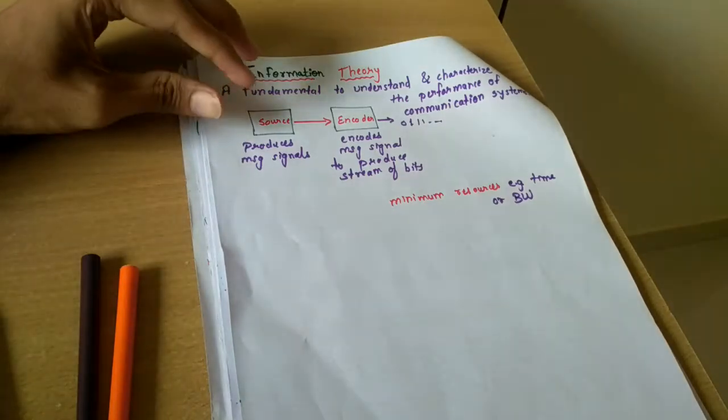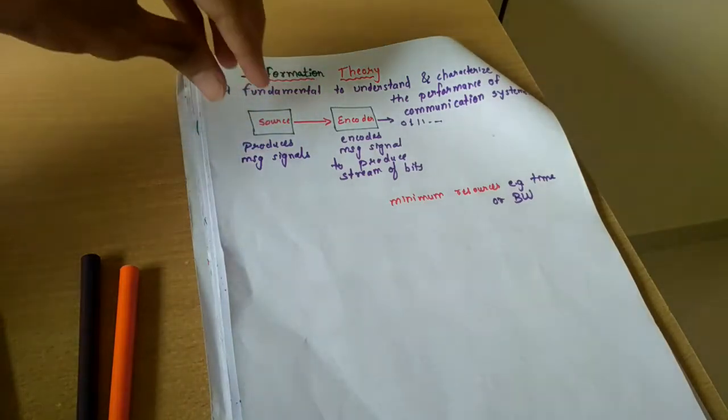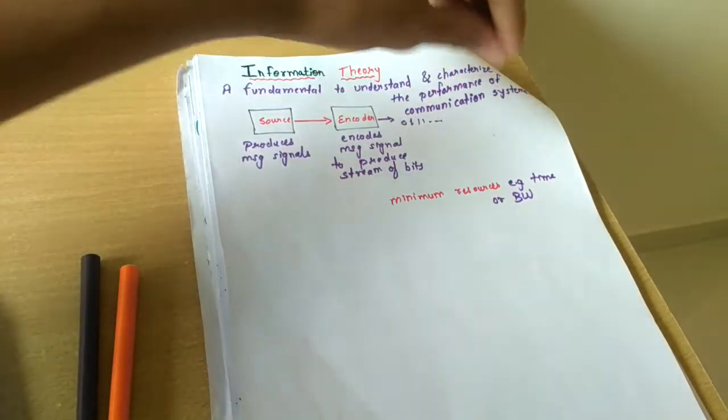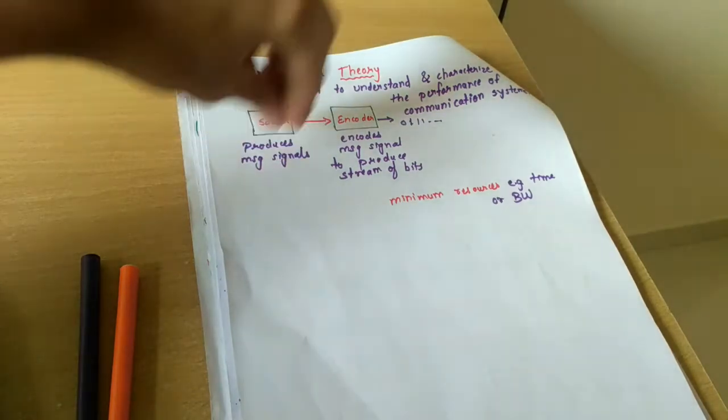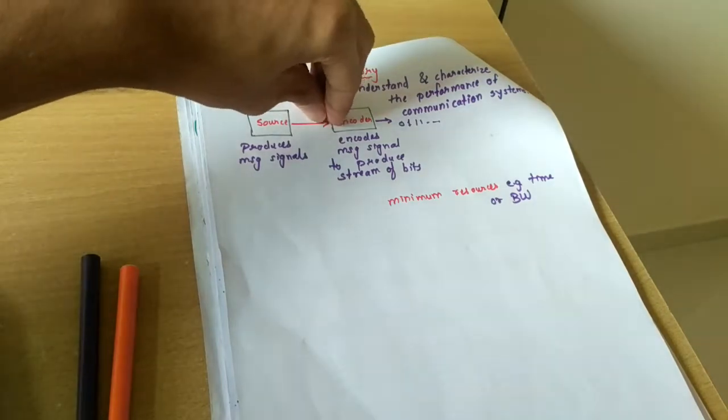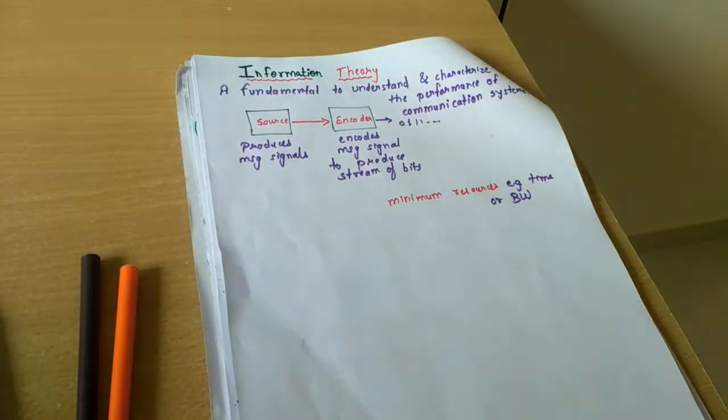So this source is producing message signals, right? We need to encode this message signal so that it will form a stream of bits. So for this encoder, we need to design an efficient encoder so that using the minimum number of bits, we can encode the maximum information, right? So that we can use the minimum number of resources. And information theory allows us to precisely do the same. And here comes the need and the major usefulness of information theory.